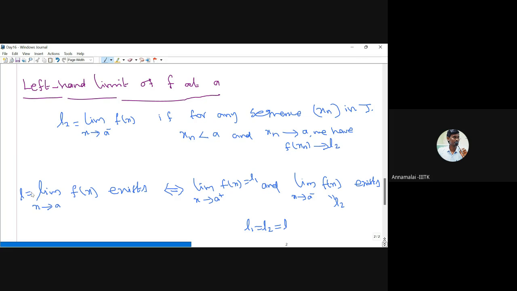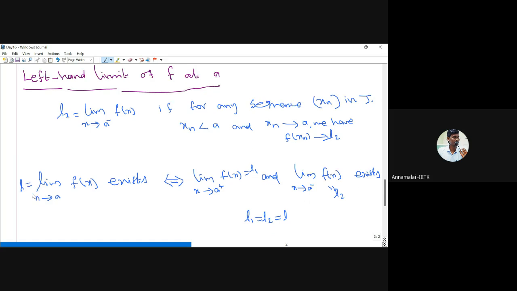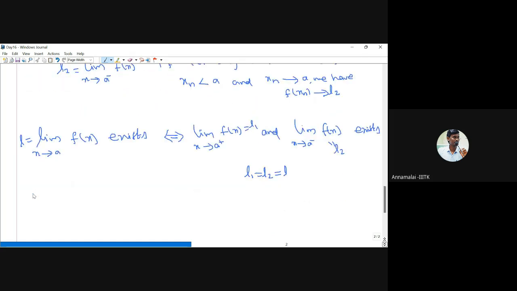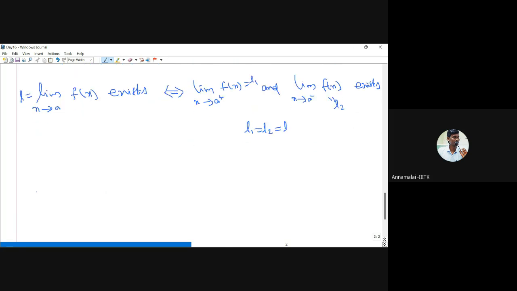Now this definition is very useful to find the right hand limit and the left hand limit. So now we have some exercises. Either you can use the epsilon delta definition, but it is better if you use the sequence, you can easily solve the problem. From the exam point of view, work with the sequence. That is very useful.